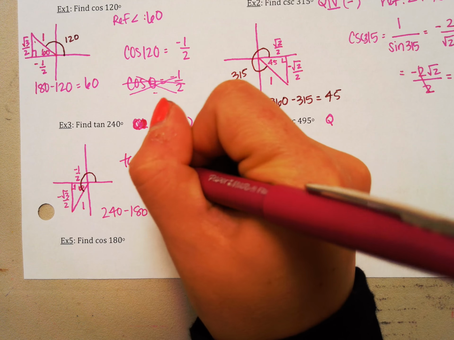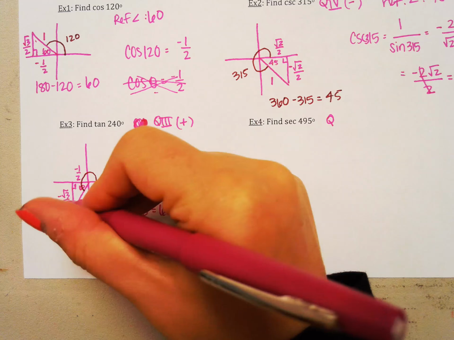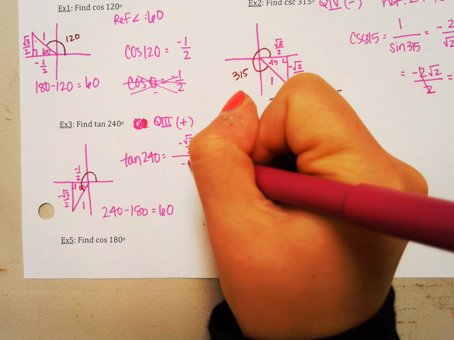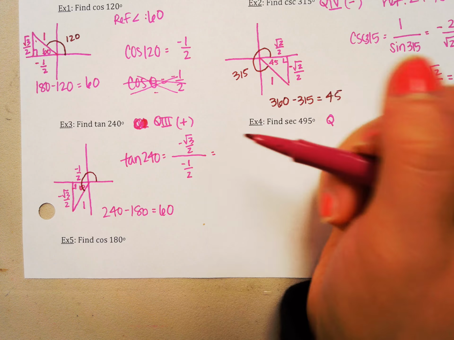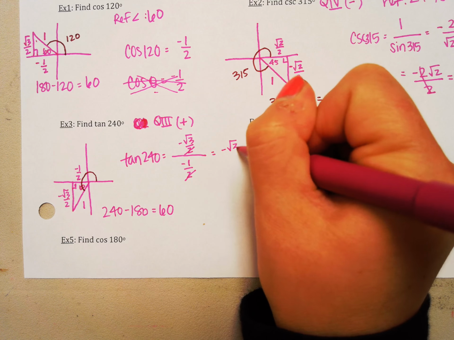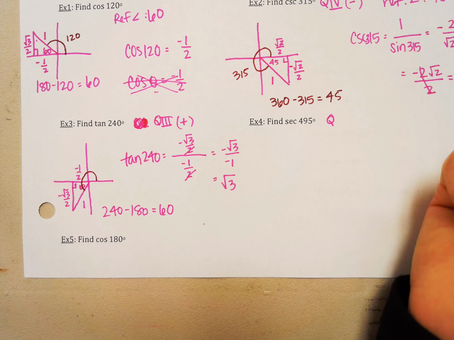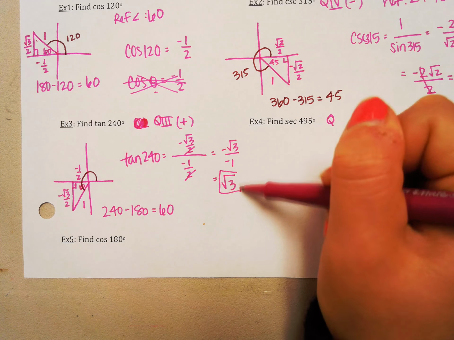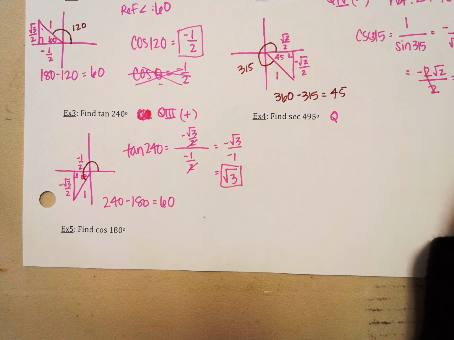So my tangent of 240 is going to be my sine of 240, which is negative root 3 over 2, over my cosine of 240, which is negative 1 over 2. If I multiply by the reciprocal, my 2's will cancel out. I'll have negative root 3 over negative 1, which will be positive root 3, which is what I'm looking for as a positive value in quadrant 3 for my tangent. Here we go. Go back through and box those.